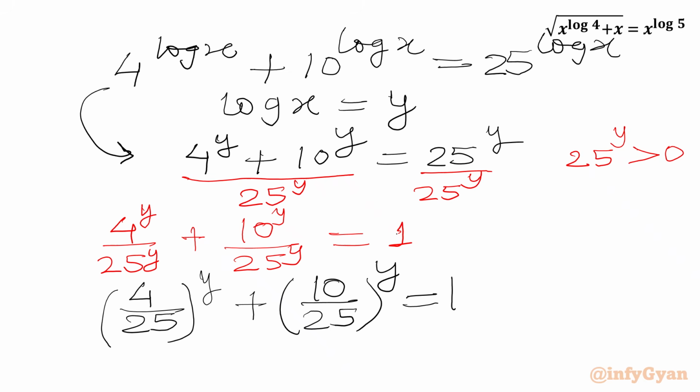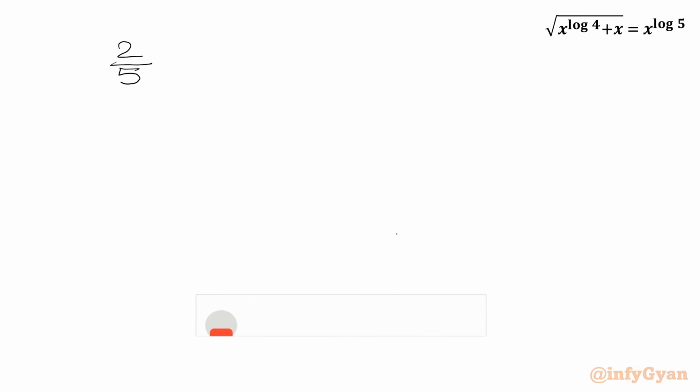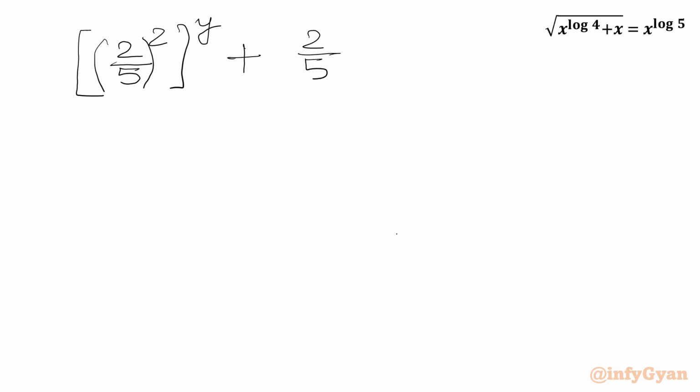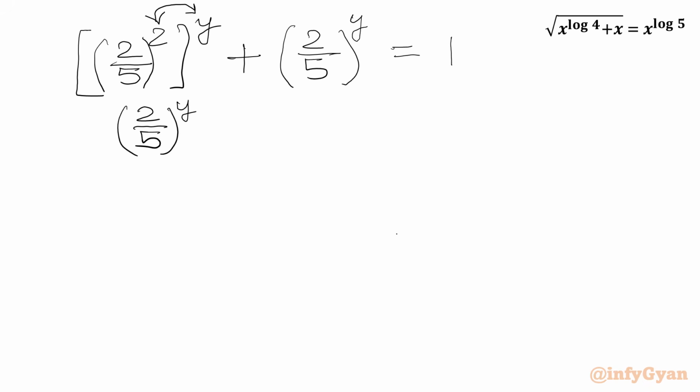Now we will use laws of exponents and we can write 4 over 25 whole power y plus 10 over 25 whole power y equal to 1. Now we know that 4 over 25 is 2 over 5 whole square. And here we can cancel 10 and 25 by writing 2 and 5. So it will become 2 over 5 whole square with power y plus 2 over 5 whole power y equal to 1. Now we will use the exponent law which swaps both the powers. So I can write 2 over 5 whole power y and then whole square, plus 2 over 5 whole power y equal to 1.